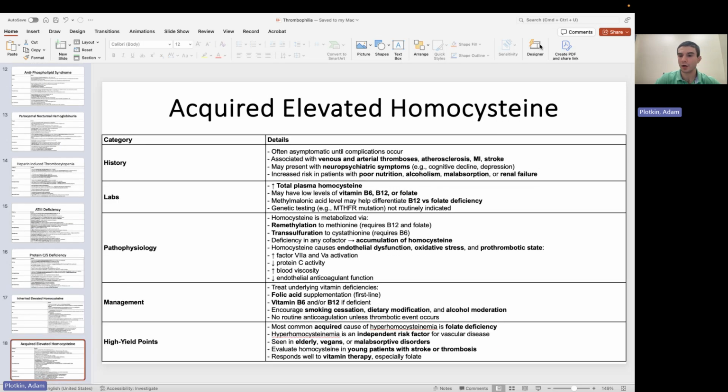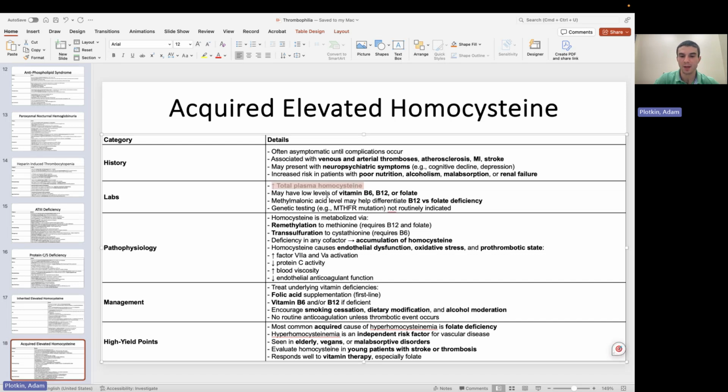So acquired elevation in homocysteine, right? Same idea, so I don't really need to go into it, but there's an increased risk in patients with poor nutrition, alcoholism, malabsorption, or renal failure. We'll see elevated total plasma homocysteine. They may have low levels of B6, B12, or folate. The MMA levels may help differentiate B12 from folate deficiency. Remember, MMA is going to be elevated in B12 deficiency because B12 is a cofactor to help break down MMA. If I don't have B12, the MMA stays elevated. Genetic testing is usually not indicated.